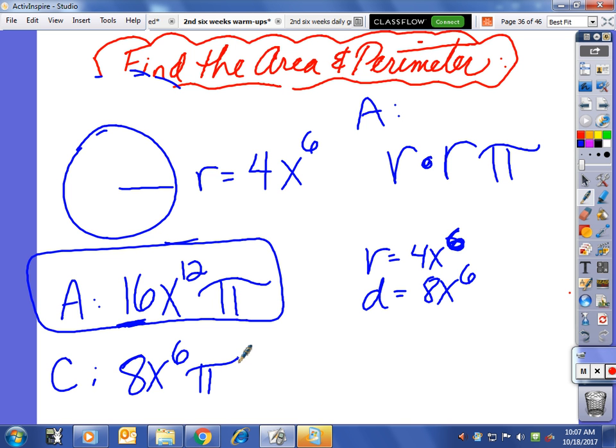All right, I want to do one more circle, except this time I'm not going to give you the radius. I'm going to give you the diameter.